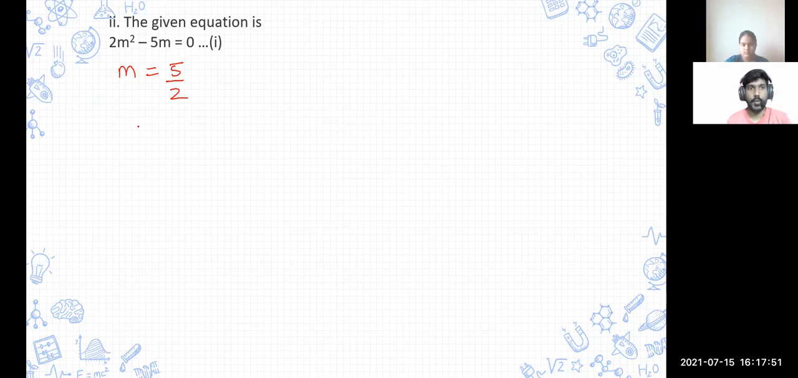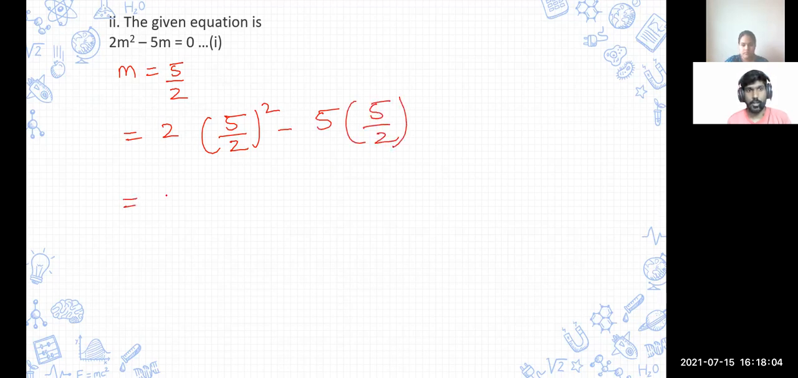Okay, let's substitute 5 upon 2. So 2 into 5 upon 2 the whole square minus 5 into 5 upon 2. So let's solve it. Here we'll have to square the numerator and denominator. Square of 5 is 25, square of 2 is 4. Minus, again, this will multiply numerator with numerator, so it becomes 25 upon 2. Now here this 2 and this 4 we can cancel. 2 ones are 2, 2 twos are 4.